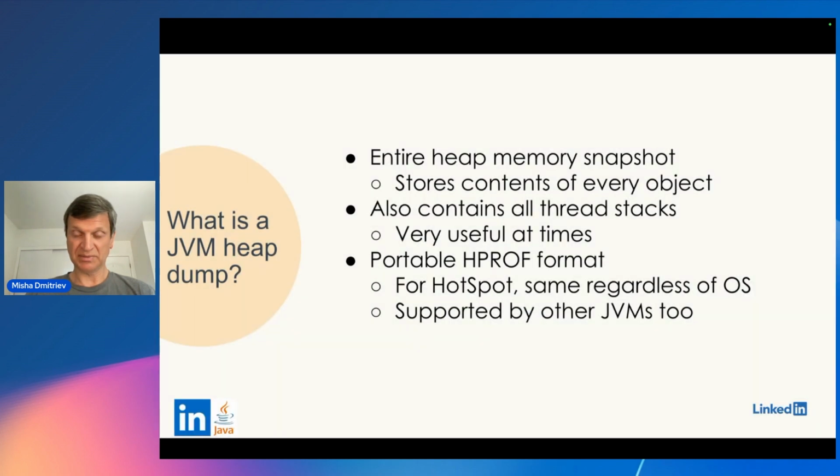So what is a JVM heap dump? In a nutshell, it's an entire heap memory snapshot that is contained in a binary file. It stores the content of every object and all the references between objects. Also, as auxiliary information, it contains thread stacks, which at times can be pretty useful.